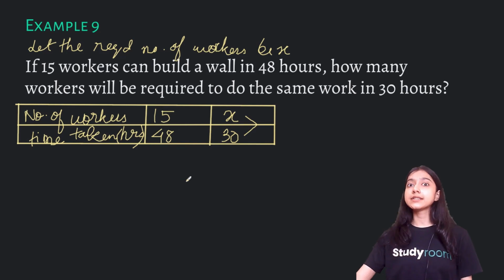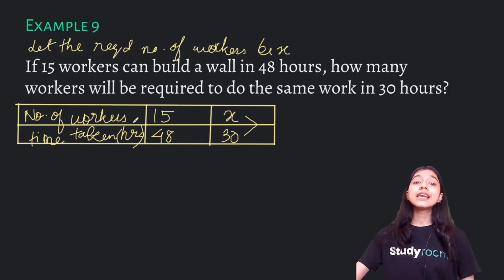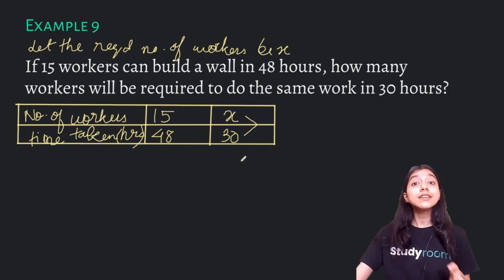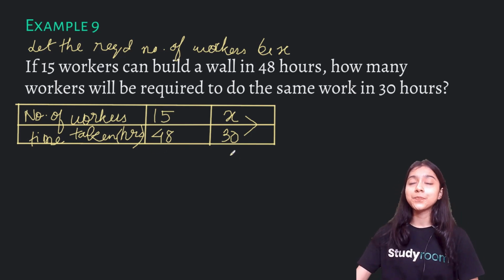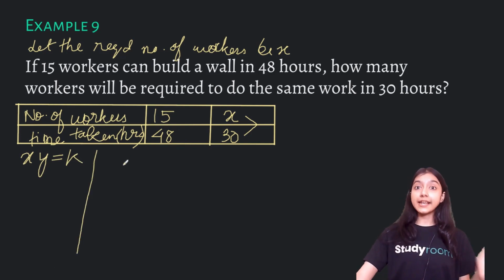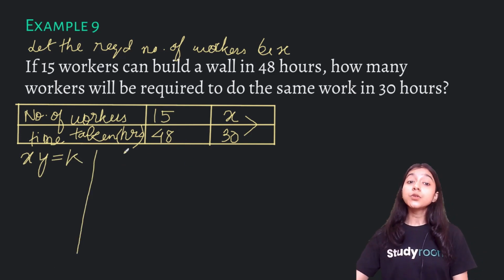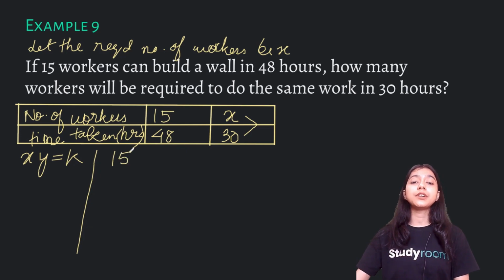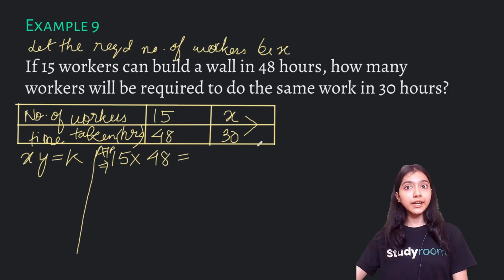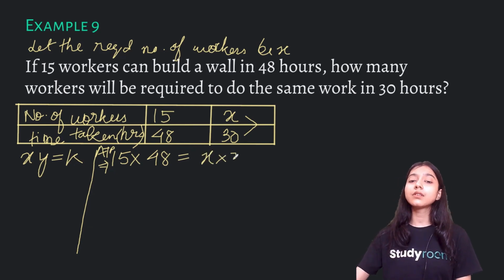Now, I already told you that this is a problem of inverse proportion, because an increase in the number of workers will cause a decrease in the working hours, a decrease in the time in which the wall will be built. So in inverse proportion, we know the necessary condition is that the product of the variables should be a constant. That means x1 y1 should be equal to x2 y2. Over here, x1 is 15 and y1 is 48. So 15 multiplied by 48 will give us x2 y2, that means x multiplied by 30.